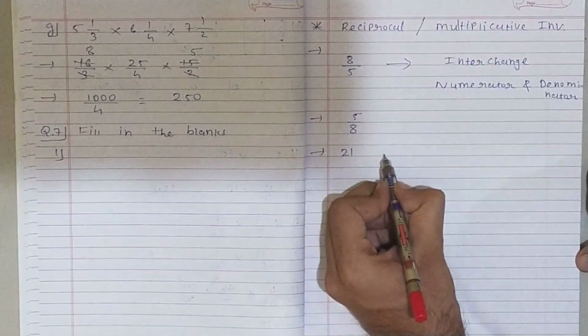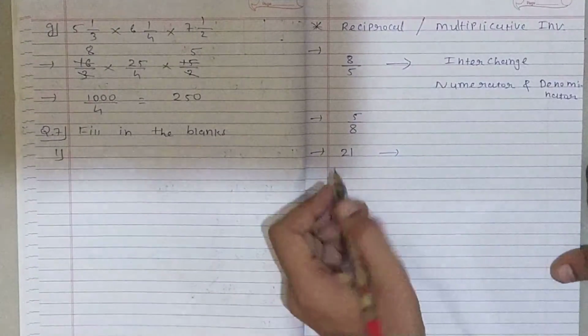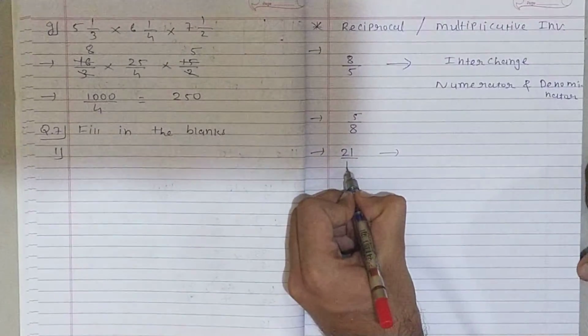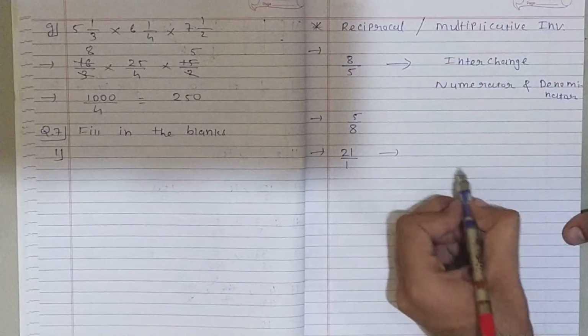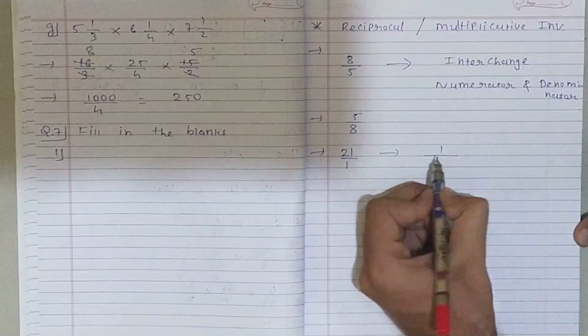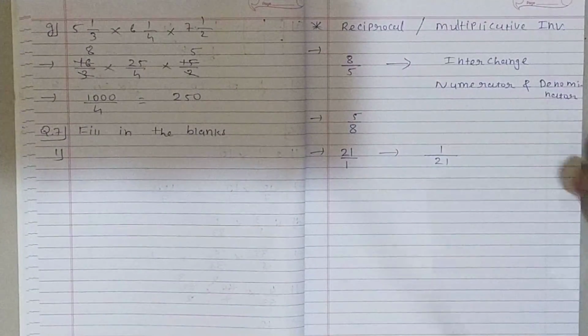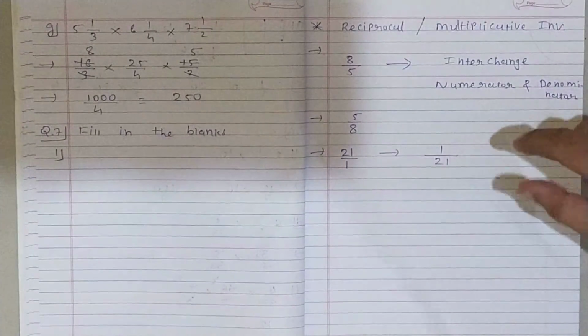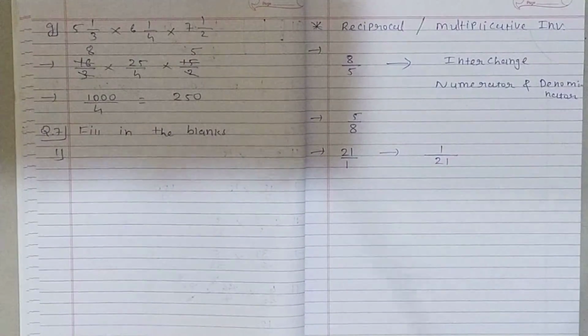So if 21 is the number and I want a reciprocal of it, then there is no denominator, so I have to assume it is 1. Now I have to interchange the places of numerator and denominator, so 1 will go to the numerator and 21 comes in the denominator. So 1 upon 21 is the multiplicative inverse of 21, or you can say the reciprocal of 21.